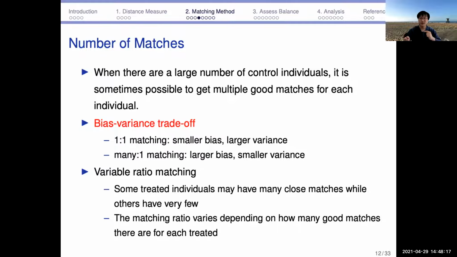To make my question more specific, why am I saying that one-to-one matching tends to have smaller variance compared to, say, two-to-one matching? Suppose we find two individuals from the control for each treated. Now, of course, here we're not talking about estimation yet, so it's kind of ahead of the schedule. But let's see if you have any intuitions behind this.